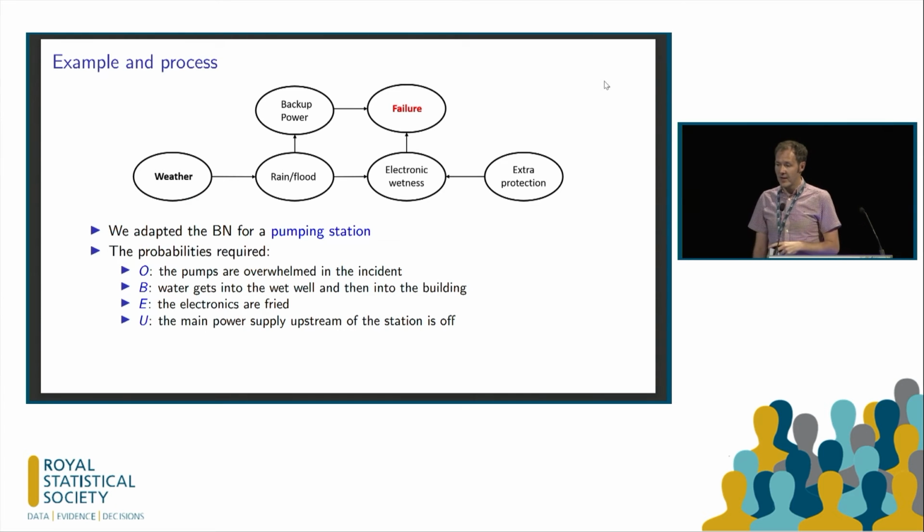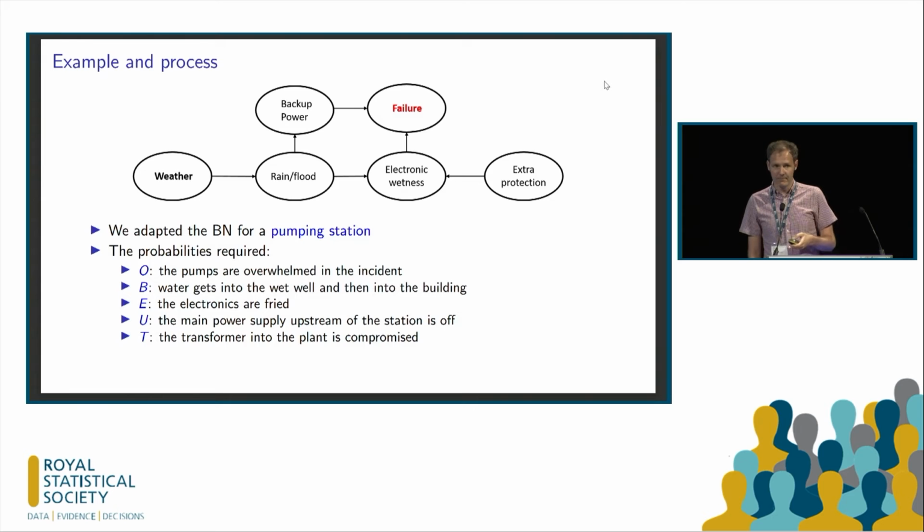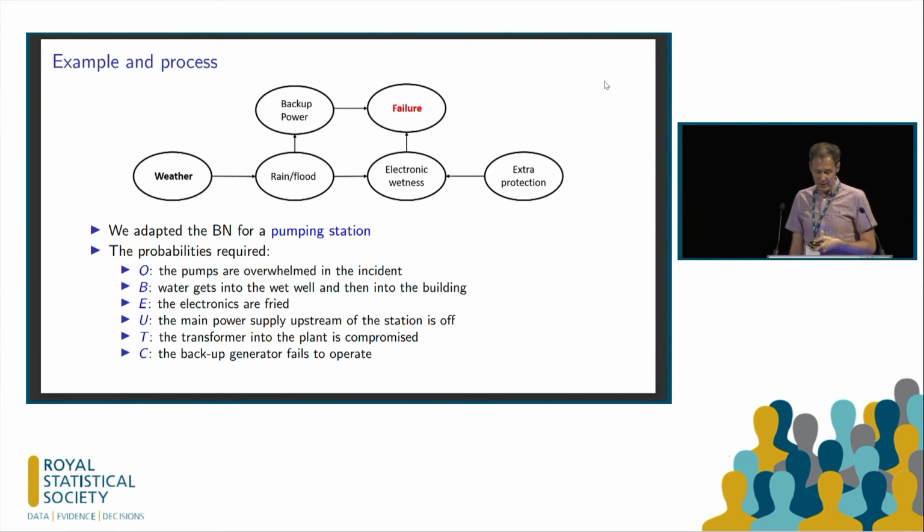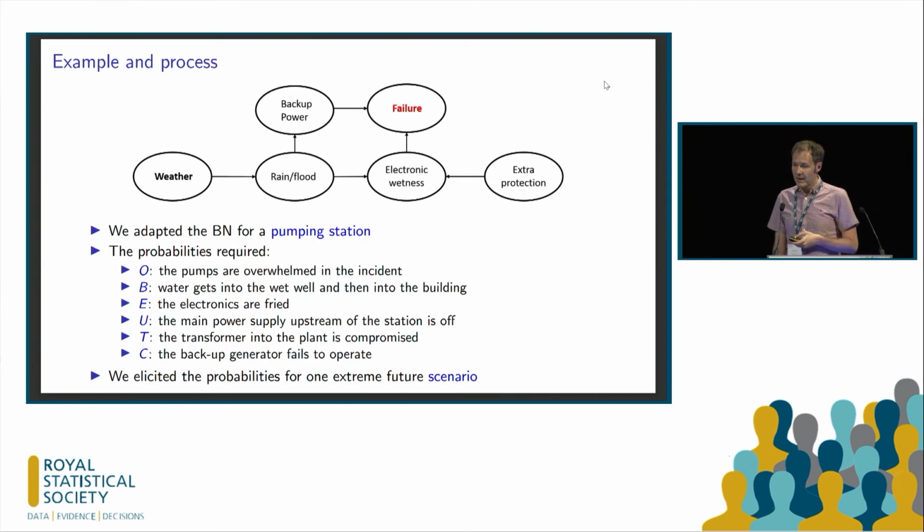The other way, as I said, is that there's no power coming into the water pumping station, so we needed the probability that the power supply upstream of the station is off. But there was a second possibility here, and that's that power is trying to get through, but the transformer, which is just outside the pumping station, failed. So we also needed the probability that the transformer was compromised. And then we needed backup power not to work for it to fail, so again, the probability that the backup generator fails to operate. And so we elicited these probabilities for this water pumping station for one extreme future scenario. It was about a 1 in 20-year extreme flooding event over a 24-hour period.